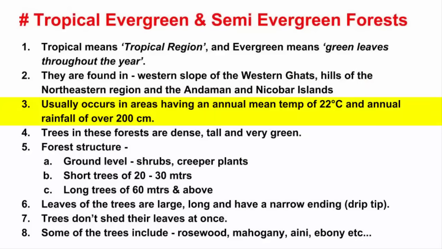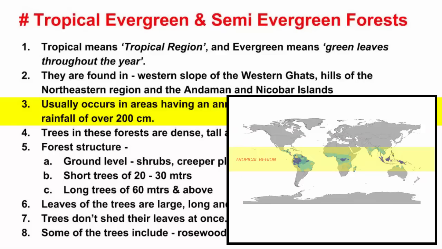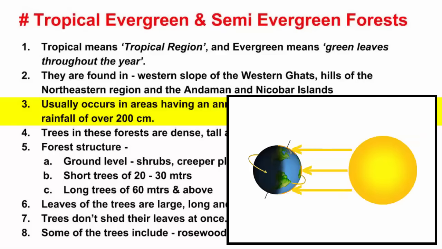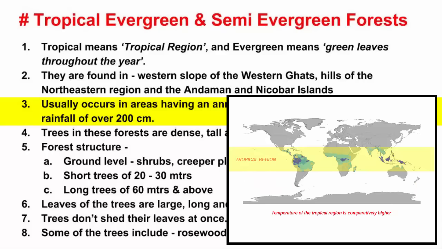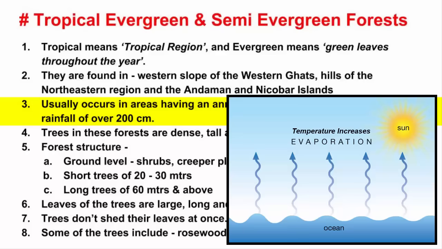With a mean annual temperature of 22 degrees Celsius and an annual rainfall of over 200 centimeters, tropical evergreen forests are found in warm and humid areas because a tropical region is a warm and humid region. Because throughout the year, tropical region receives a maximum amount of direct sunlight. That means the temperature of the tropical region is comparatively higher, and the mean annual temperature is above 22 degrees Celsius. As temperature increases, so do the process of evaporation.